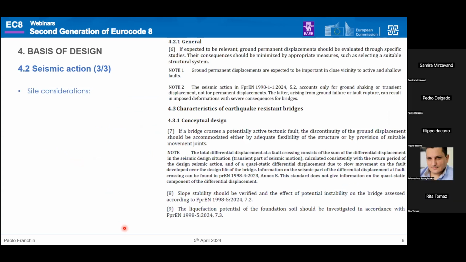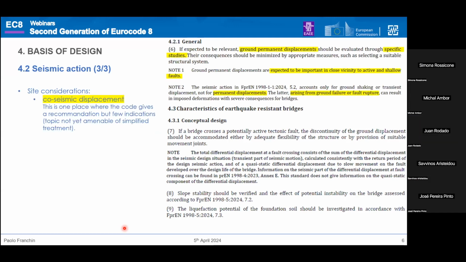Now, last few words on seismic action, site considerations. So when you build the bridge, the site of the bridge may have some specific problems, like, for instance, the site is crossing, or is in the close vicinity of, an active or shallow fault. In this case, permanent ground displacement may arise, that are called co-seismic displacements. This is, let's say, one place where the code gives a recommendation, because this is, you see, a "should".